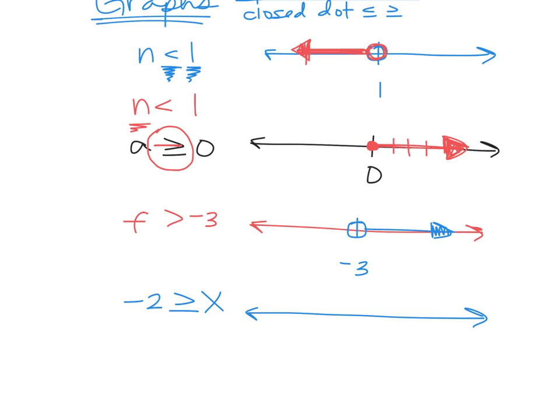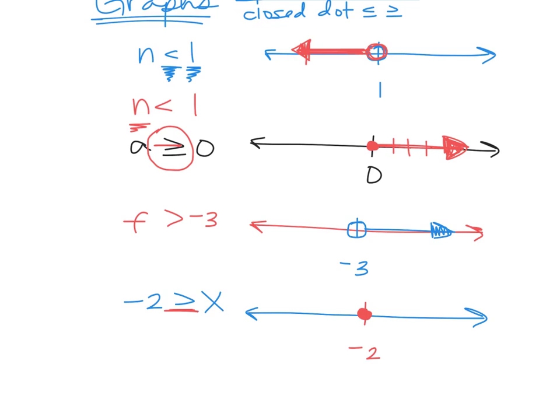What's the number that we're using? -2. So you're going to put a -2 there. Open or closed dot? A closed dot because it has that equal to, right? So a closed dot here. And it says -2 is greater than or equal to x.